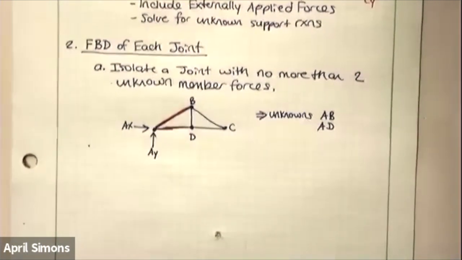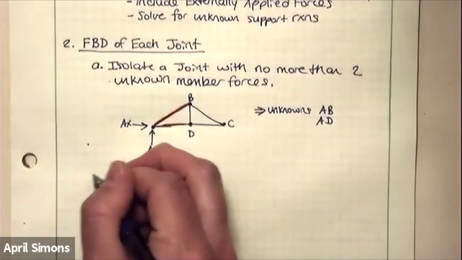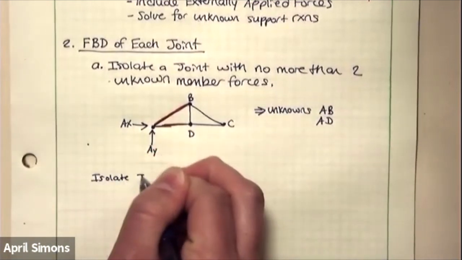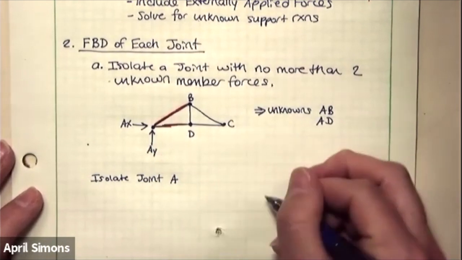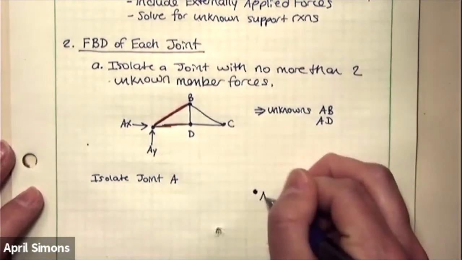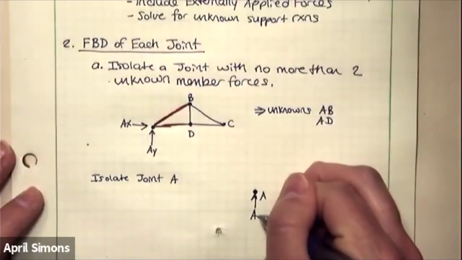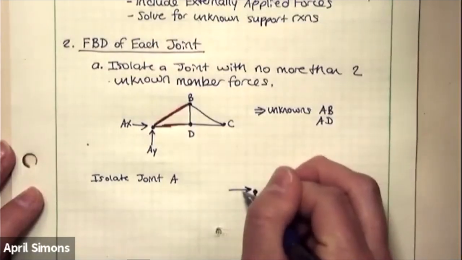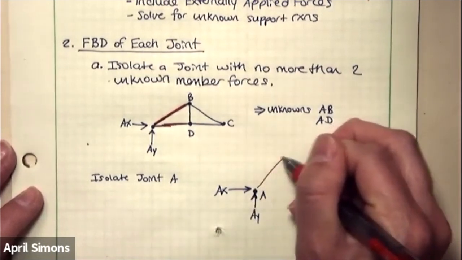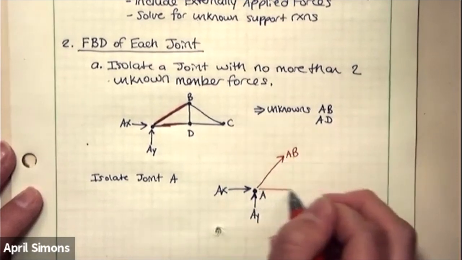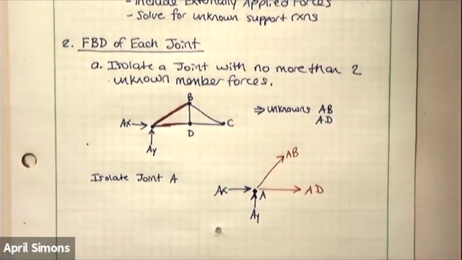If we isolate that joint, joint A, essentially we're looking at equilibrium of a particle. So we isolate joint A here. We're going to have AY and AX, and then our unknowns here will be AB and AD.